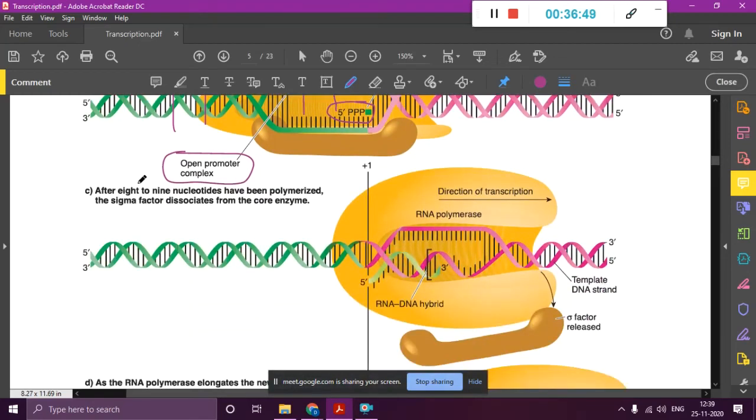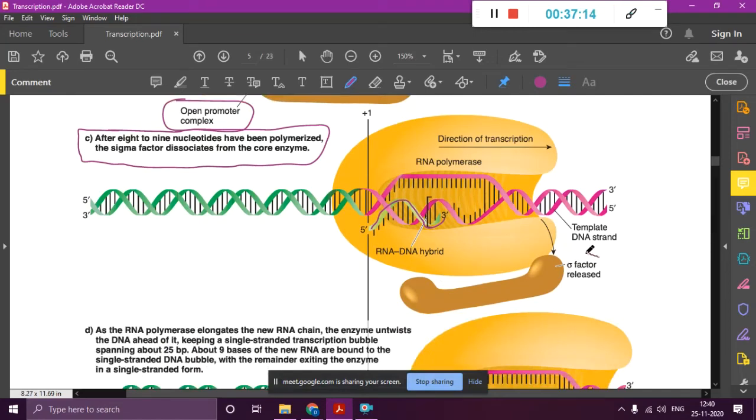So after 8 to 9 nucleotides have been polymerized, the sigma factor dissociates from the core enzyme. So after an RNA, this is something like 8 to 9 nucleotides, an RNA-DNA hybrid has been synthesized, this sigma factor gets released. This is the next step. Direction of transcription is in this direction.